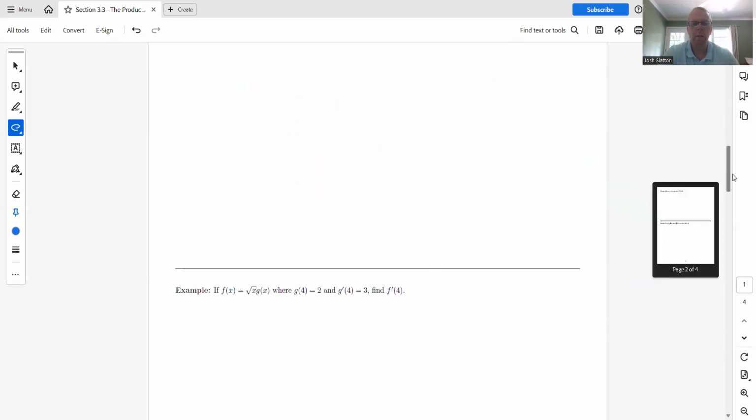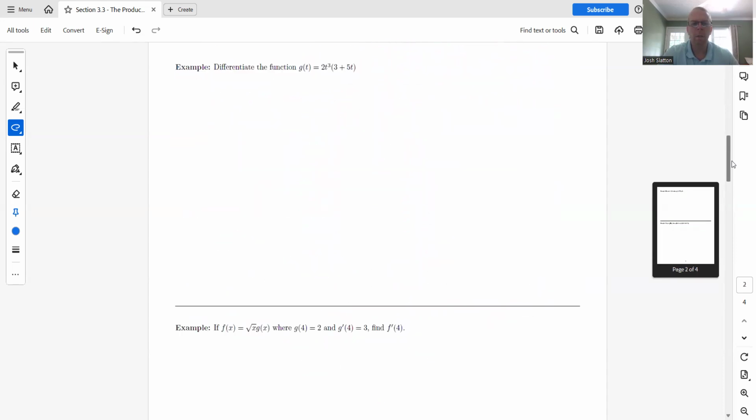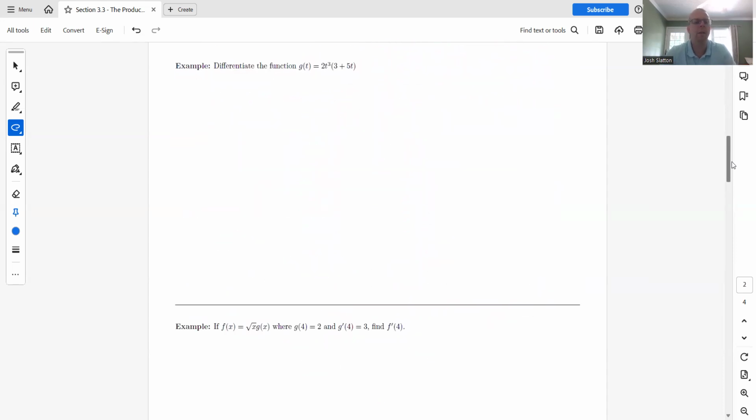So next we have 2t to the third times 3 plus 5t. Now you don't really have to do this every time. You should get to the point where you don't need to write the u function and write the v function, but we'll do this at least for the video here. So the u function is 2t cubed, the v function is 3 plus 5t.